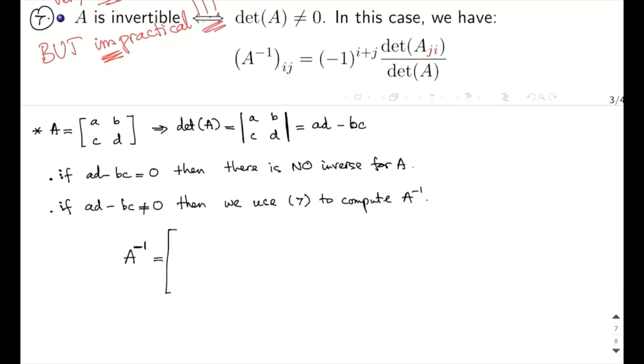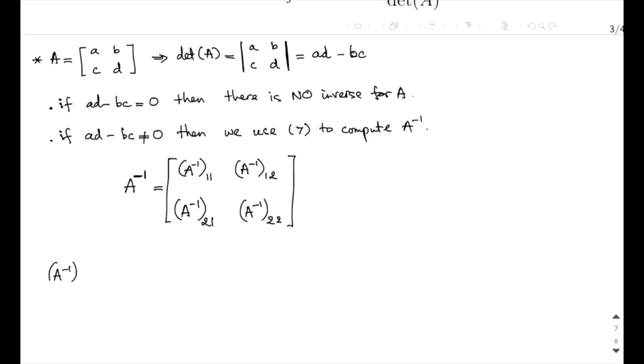And because this is a 2 by 2 matrix A, its inverse is going to be a 2 by 2 matrix. Right, so this is the first position on the first row, first column of A inverse. And then this is the second entry on the first row. And then we have this entry on row 2, column 1. And row 2, column 2 entry. Now, if you want to compute A inverse 1, 1, you are going to use this formula with I being 1 and J being 1. So A inverse 1, 1.